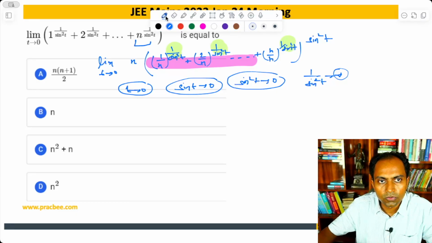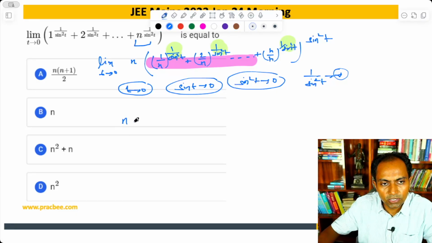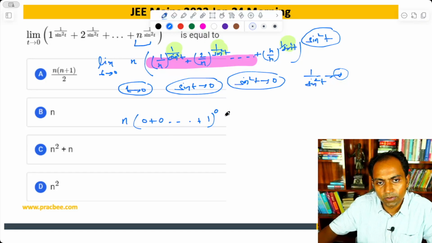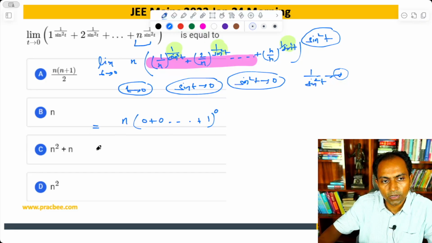So what we could see is that n is fine, this becomes 0, this becomes 0 and this becomes 1. Now this part will also become 0. So your answer becomes nothing but n. That is nothing but the corresponding option.